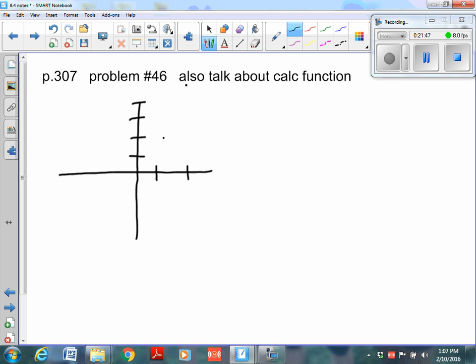At (1, 1), you're going to put a dot. And at (2, 4), you're going to put a dot. Okay, so if you see something like this on the test, this is what it looks like. It's concave down here, and then it's concave up here. And you're integrating from 0 to 2, and you're trying to figure out the area underneath that curve.